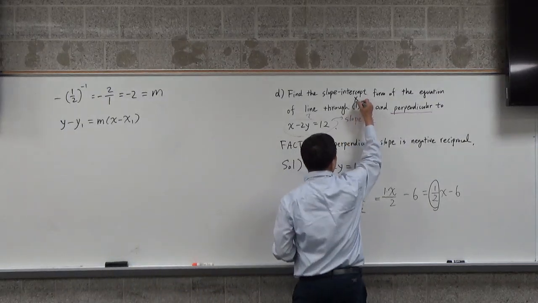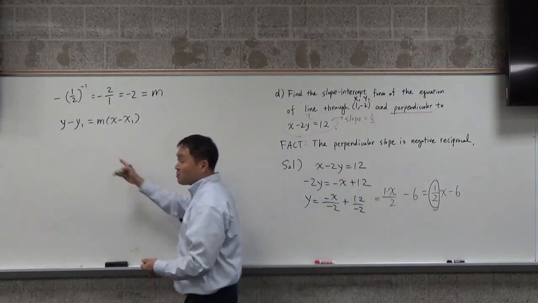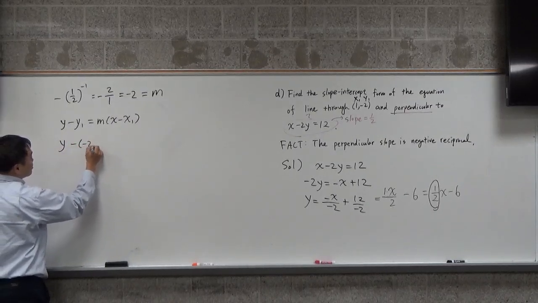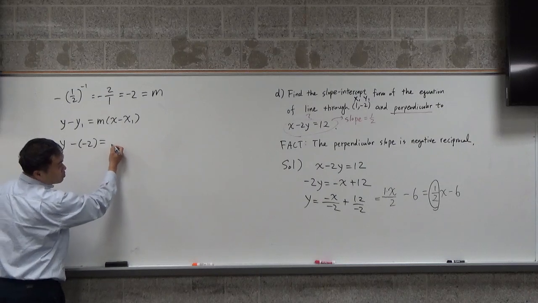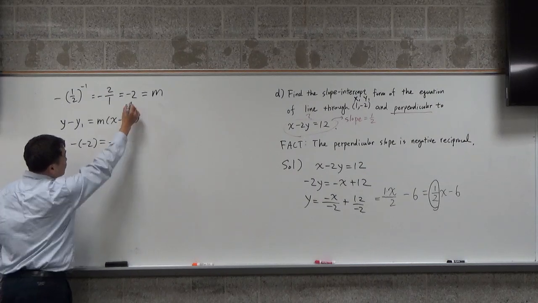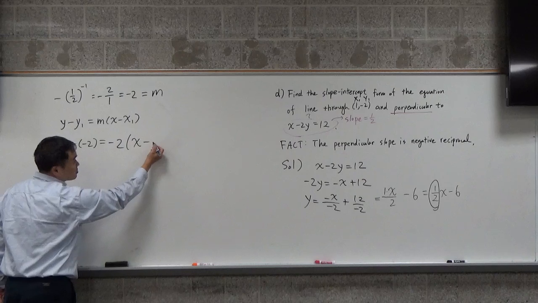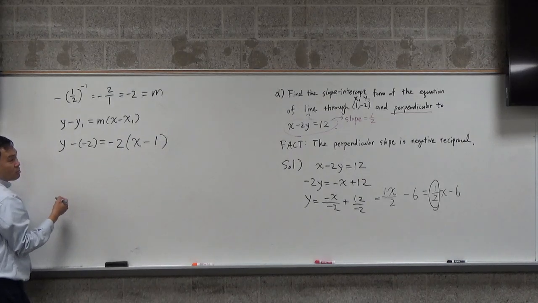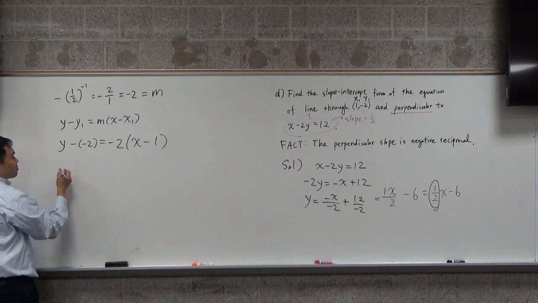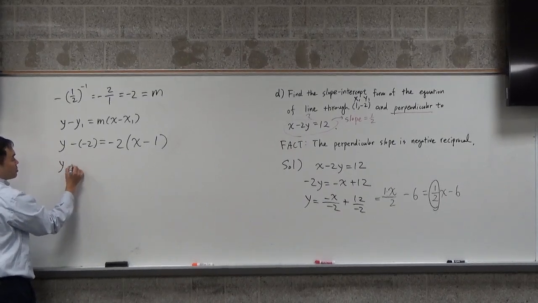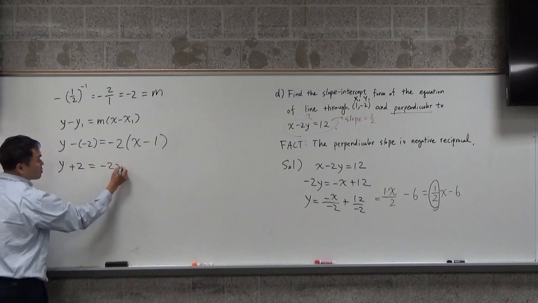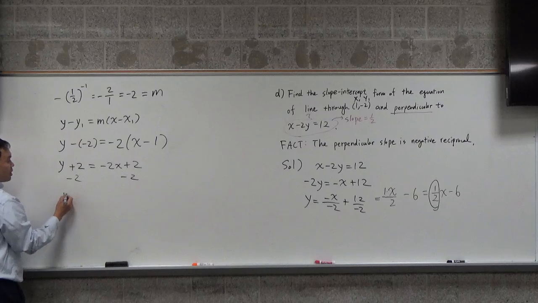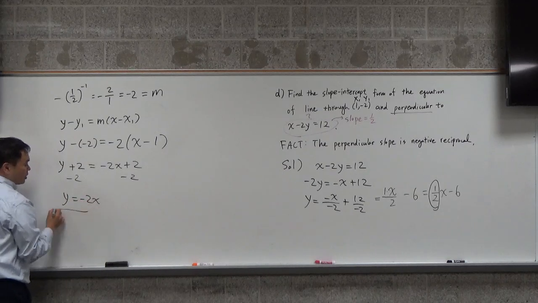since we're given x1 and y1 here, we just have to plug everything into the point slope form. Y minus negative 2 equals negative 2, that's our slope, times x minus 1. And it says to write the answer in slope intercept form, so we have to solve for y. Y plus 2 is negative 2x plus 2. Then we can subtract 2 from both sides and get y equals negative 2x as our answer.